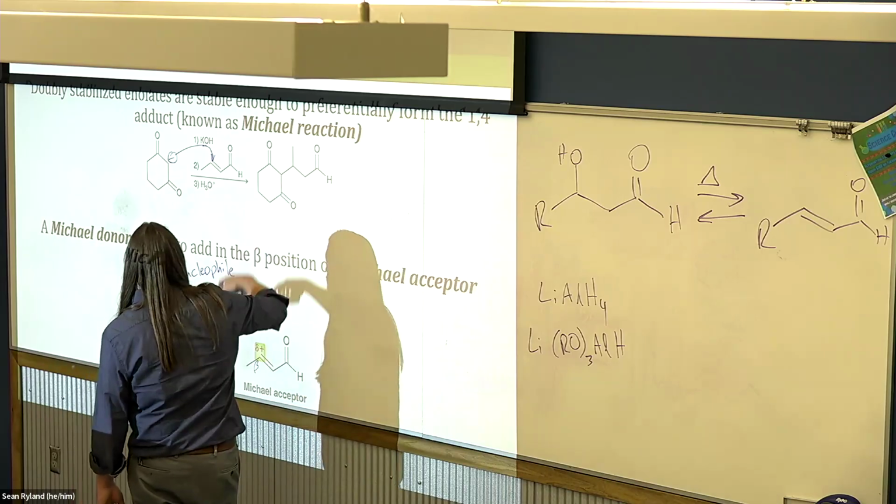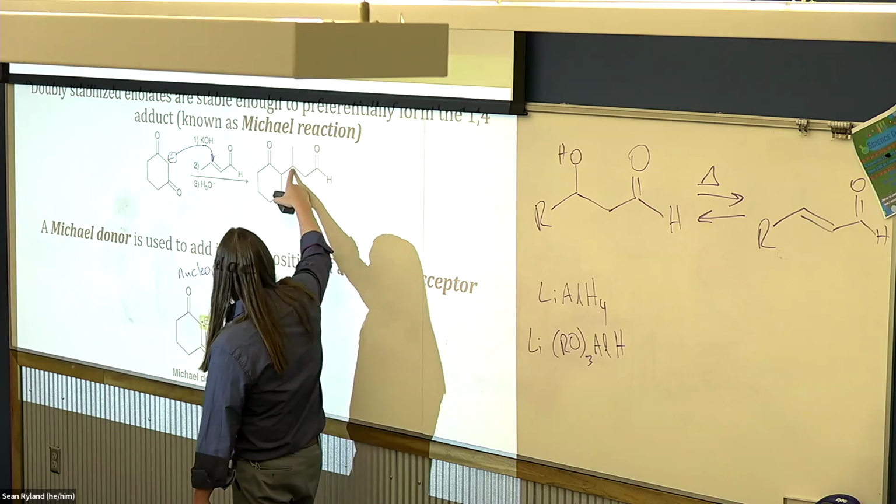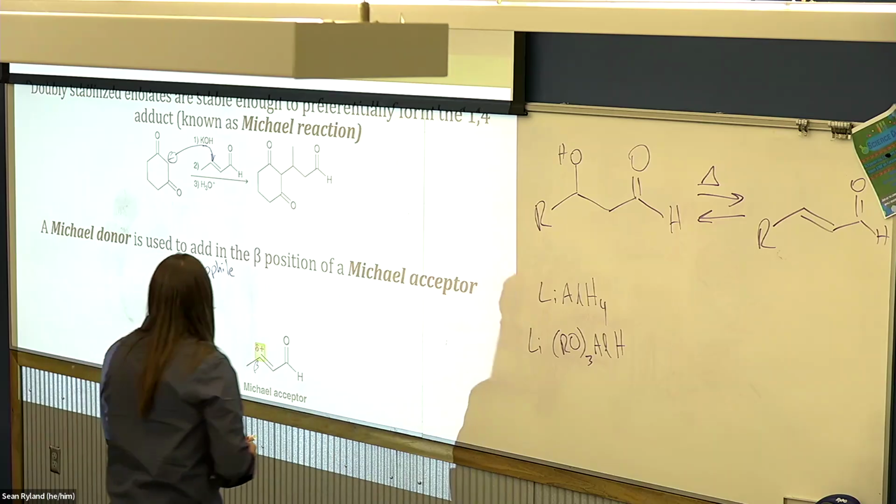So this is the one that's shown right above. You can see this is the product that we're going to get. This is the beta carbon. We can label our alpha and beta carbons.